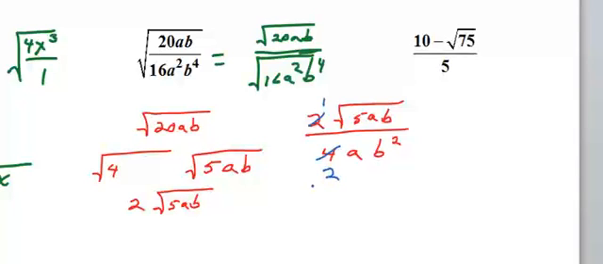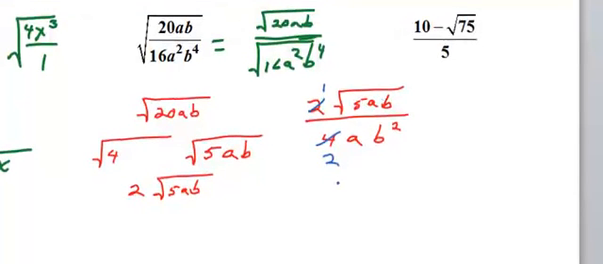What about the a's and b's? Well, this a is not under a radical. This one is. We cannot cancel. This b is under a radical. These are not. We cannot cancel. So we're left with 1 times the square root of 5ab over 2ab squared. And we are done.